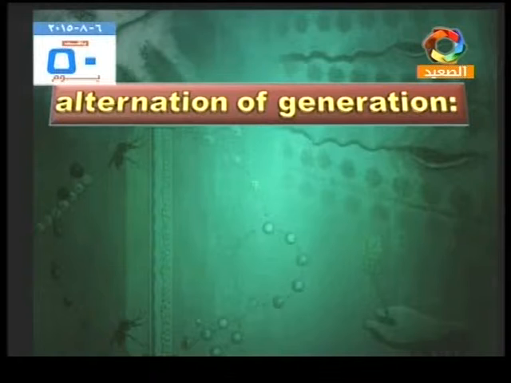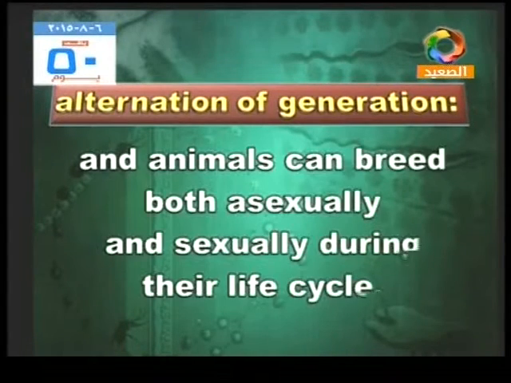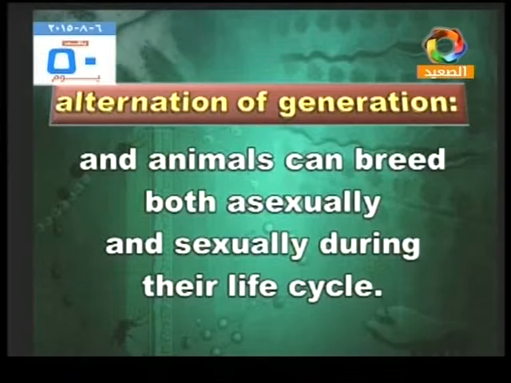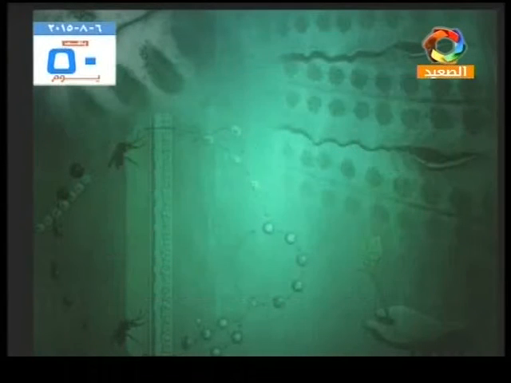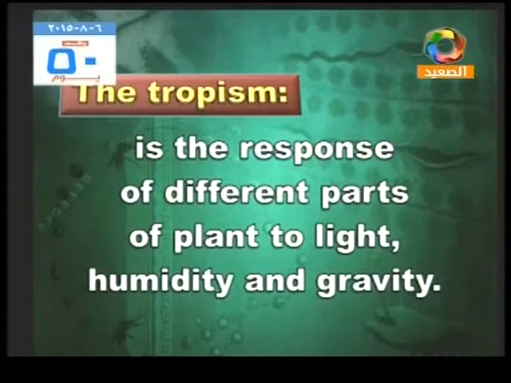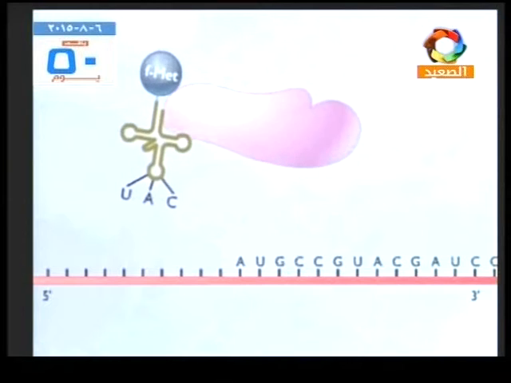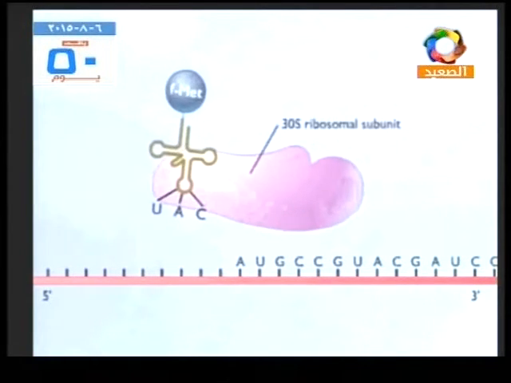Alternation of generation is a way of reproduction in which some species of plants and animals can breed both asexually and sexually during their life cycle. The tropism is the response of different parts of a plant to light, humidity, and gravity. Look at the following film during answering this question.